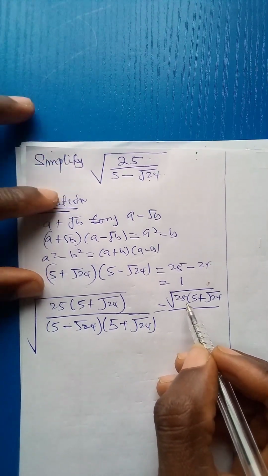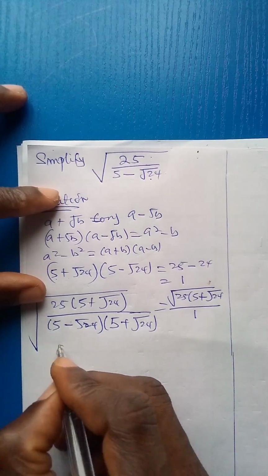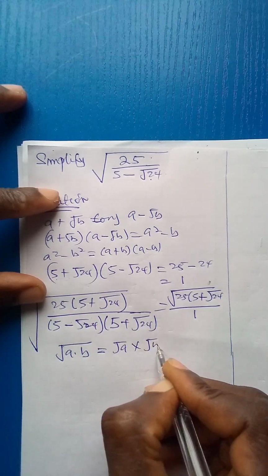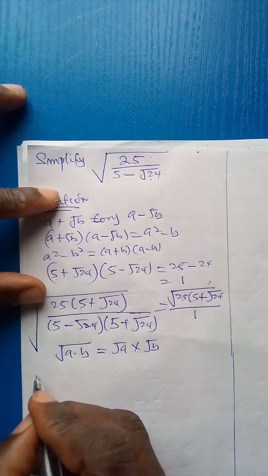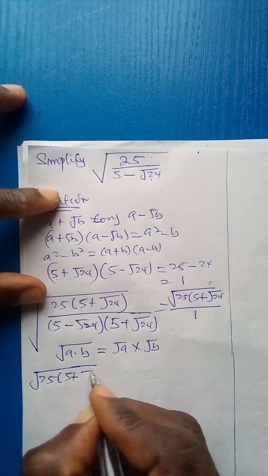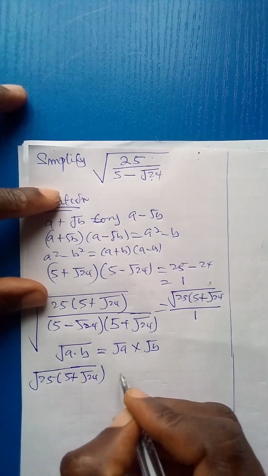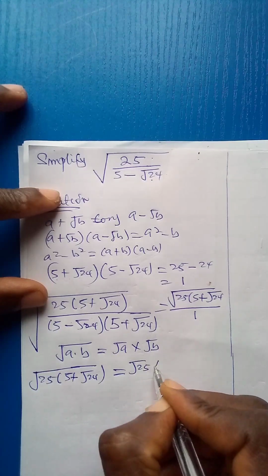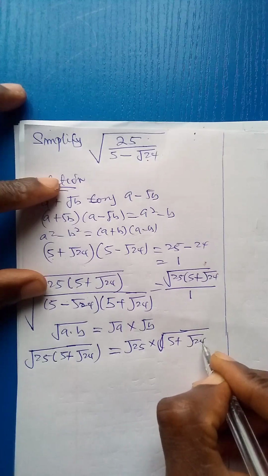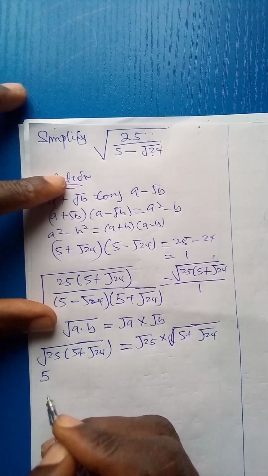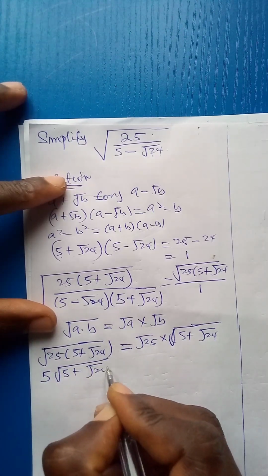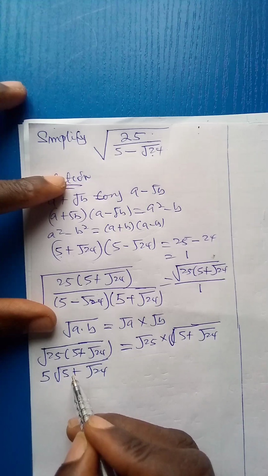Now at this point, I need to apply some properties of surds. If I have root a times b, it can be written as root a times root b. This property will be applied here. So when we have root of 25 times (5 plus root 24), I can express it as root 25 times root of (5 plus root 24). Now root 25 is 5. I'll write 5 here. And then we have root of (5 plus root 24). Now let's work with this term in the square root.